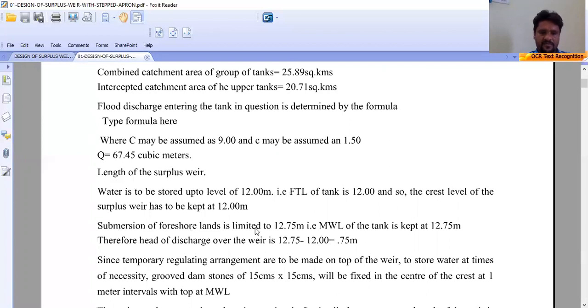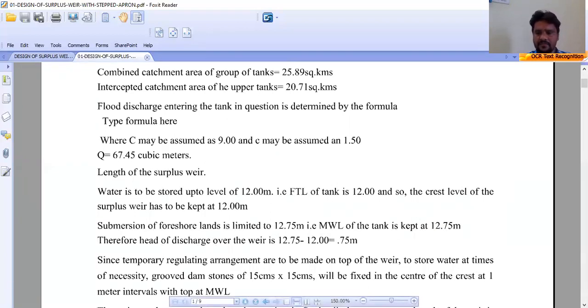Next, submersion of the forest or land is limited to 12.75. This is the submersion of the forest or land, MWL, maximum water level. Okay. So this is kept at 12.75. Therefore, the head of the discharge, as I already discussed, MWL minus FTL level, is nothing but the head of the discharge or head over weir, head over notch.